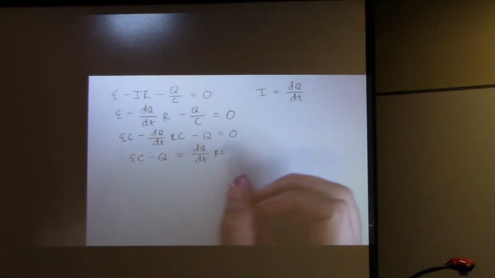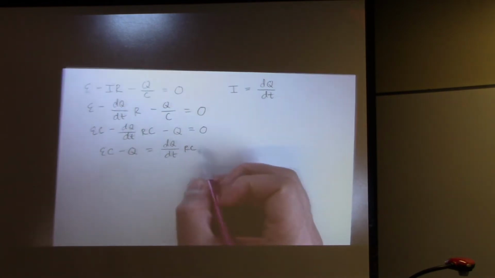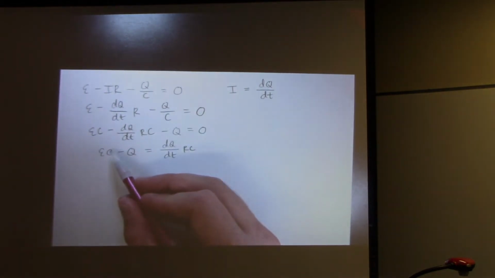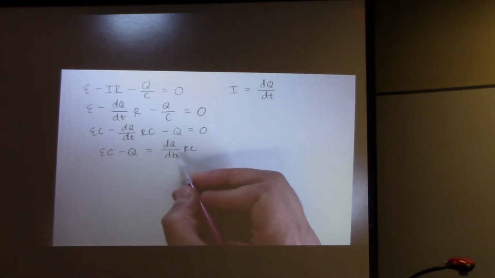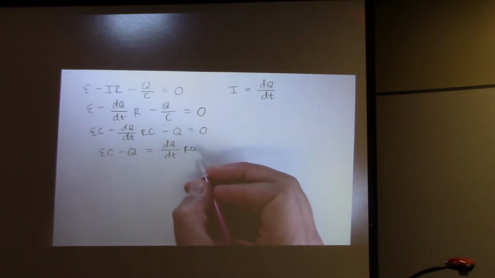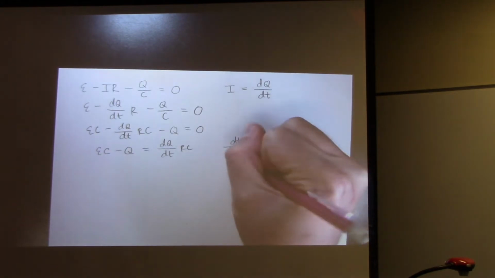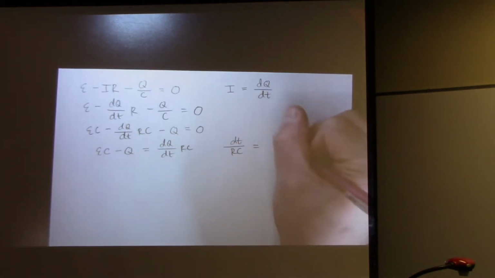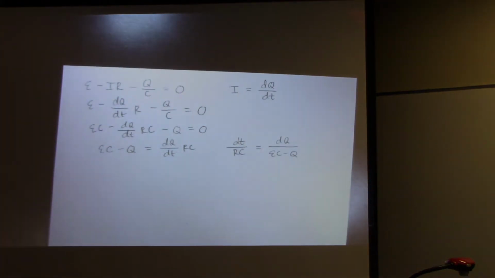Okay, so I'm getting close to being able to separate everything out actually, and the way I'm going to do it is by dividing out epsilon c minus q on both sides, multiplying dt on both sides, and then dividing out rc on both sides. So you ready? This is going to be dt over rc on the left, and then dq divided by epsilon c minus q on the right. So there it is. I've separated out time and charge. They're on opposite sides of the equation.